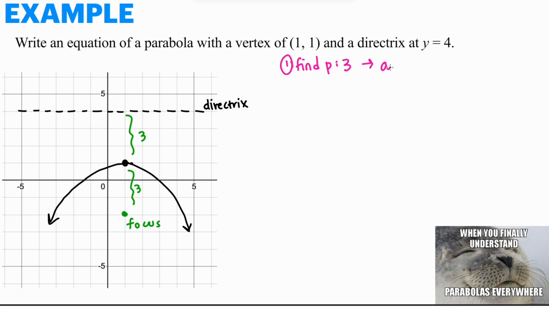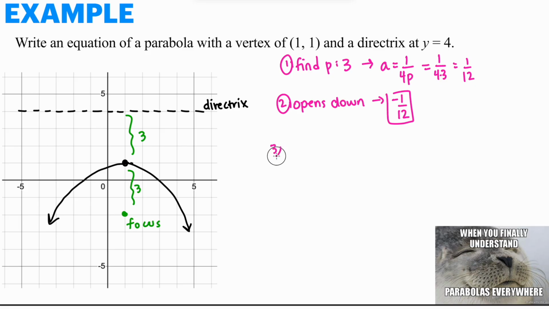So therefore, I can do A. A is 1/(4P), which means A is 1 over 4 times 3, which means A is 1/12. We also know that it opens down, so therefore it is a negative 1/12. And because it opens down, we also know that we're going to use the y equals. Down and up is going to be y equals.